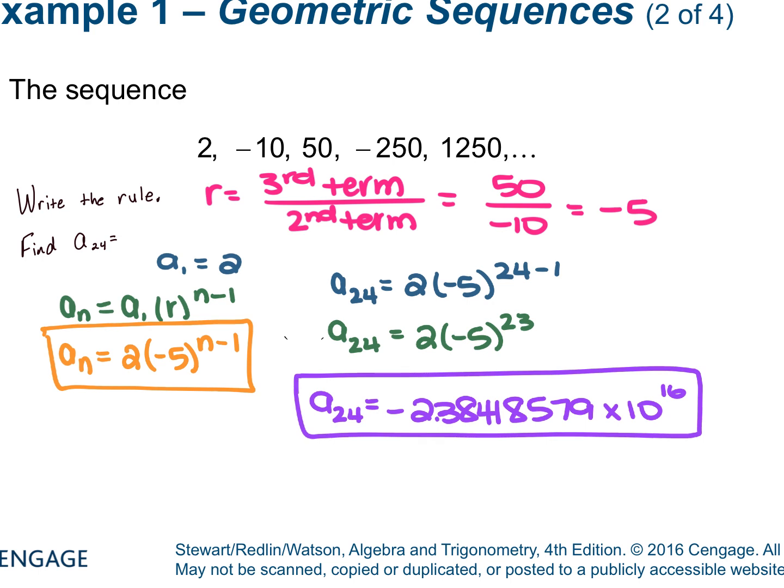The reason why is because if you did simplify this using that 10 to the 16th power, you're going to get an estimated number. That 16th power means to move your decimal point 16 places to the right. Well, if you do that, you're going to have to add in zeros. And that doesn't necessarily mean that that exact number is correct. So leave it as the negative 2.38418579 times 10 to the 16th power.